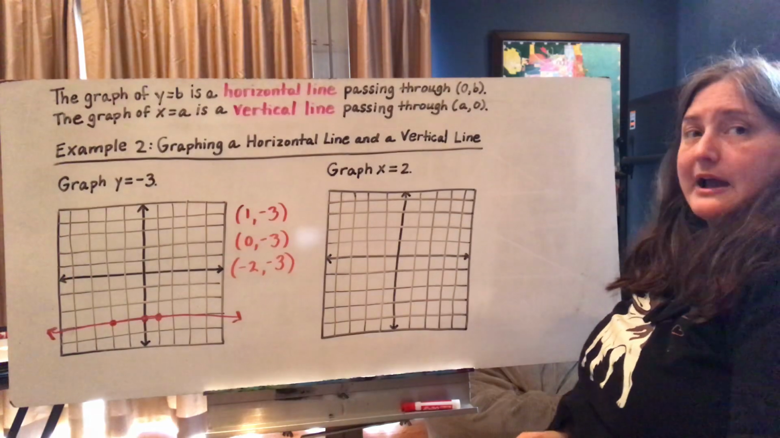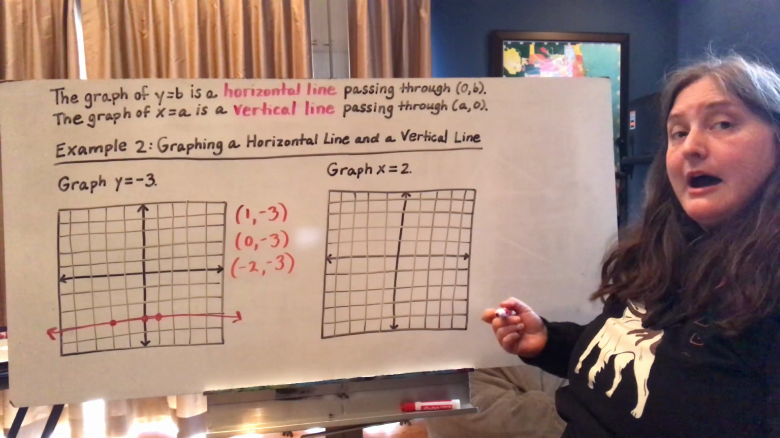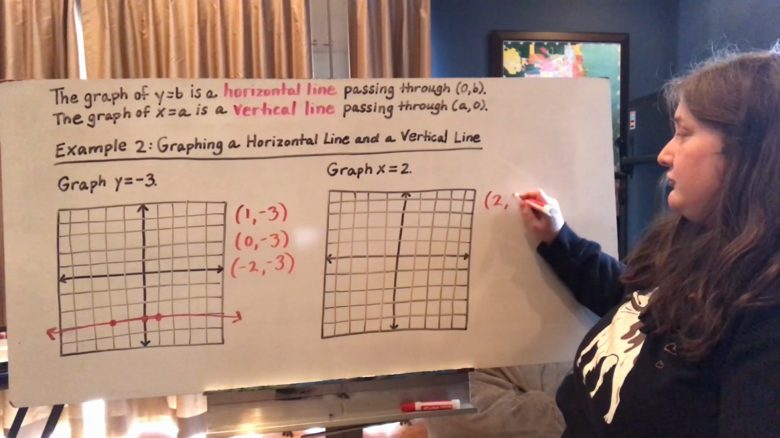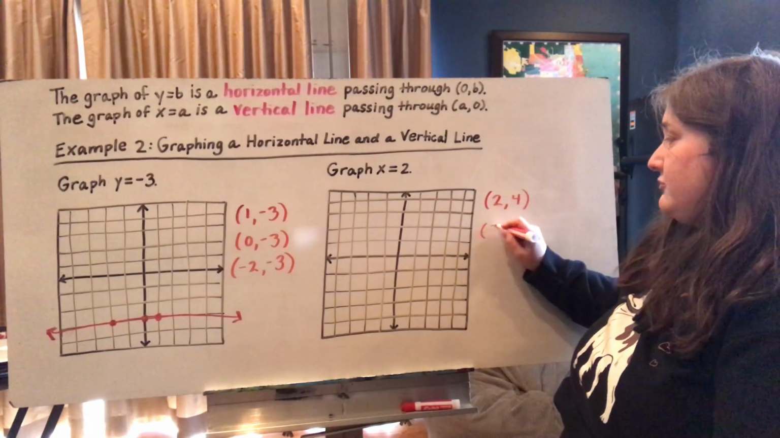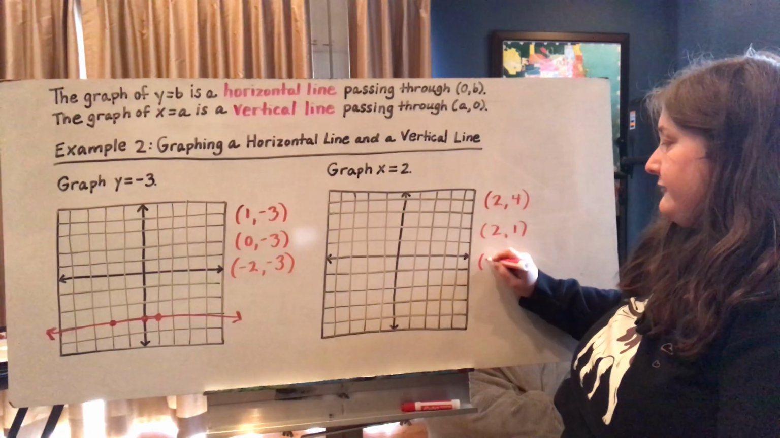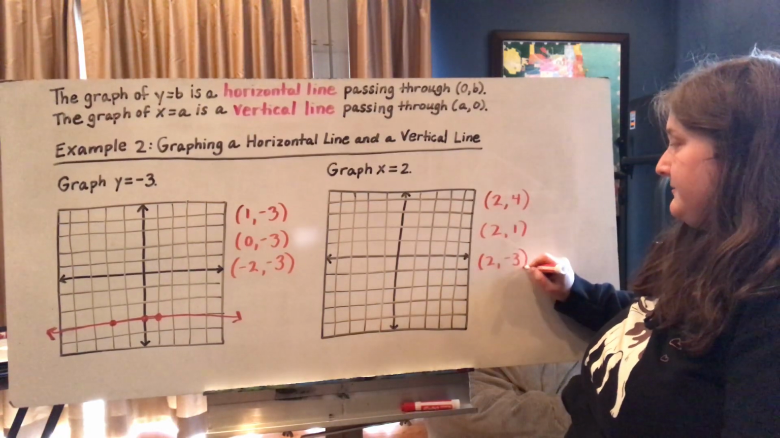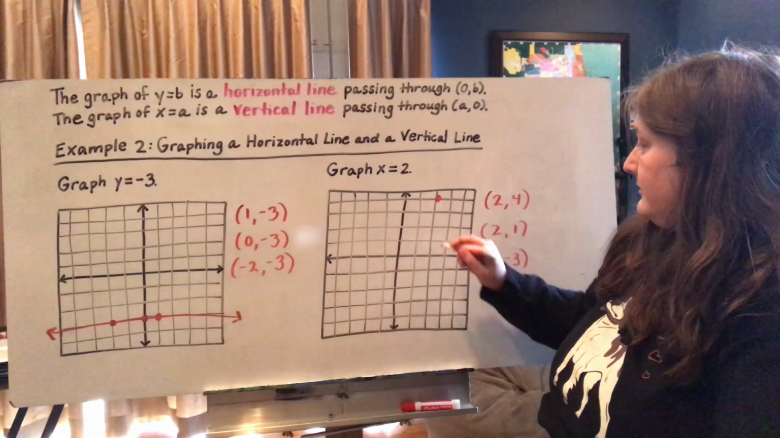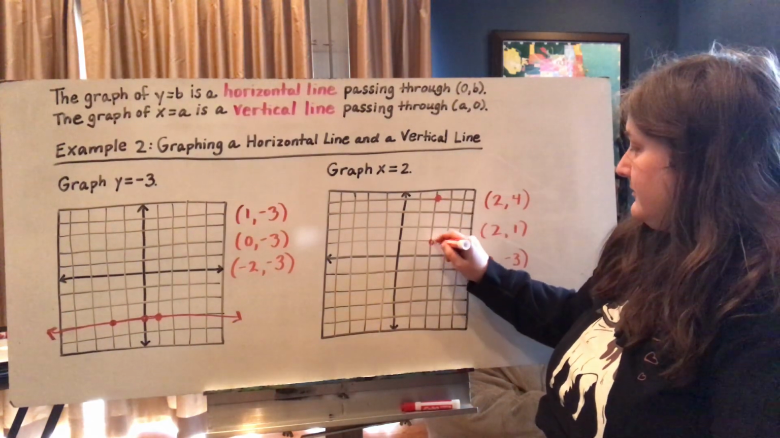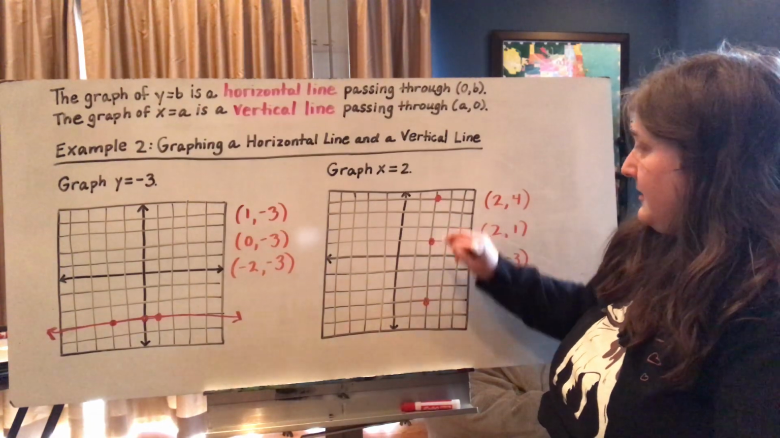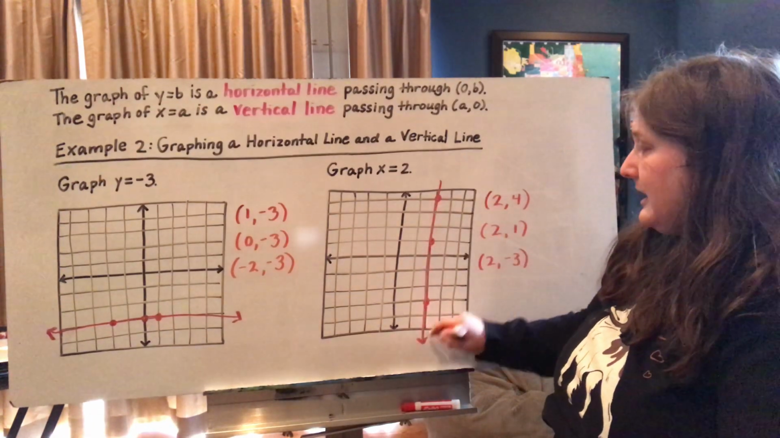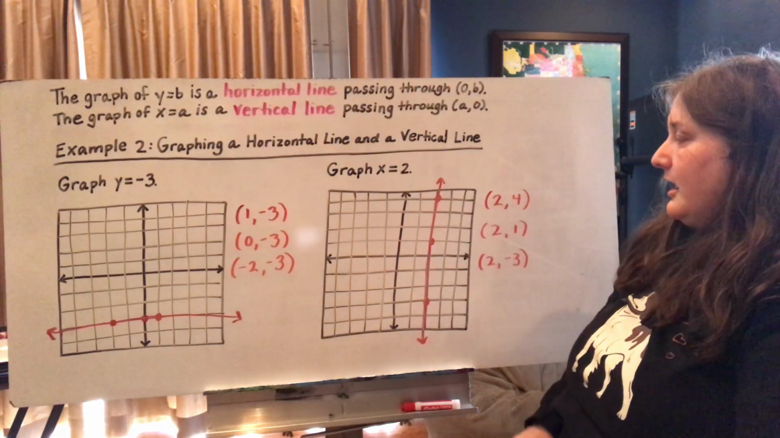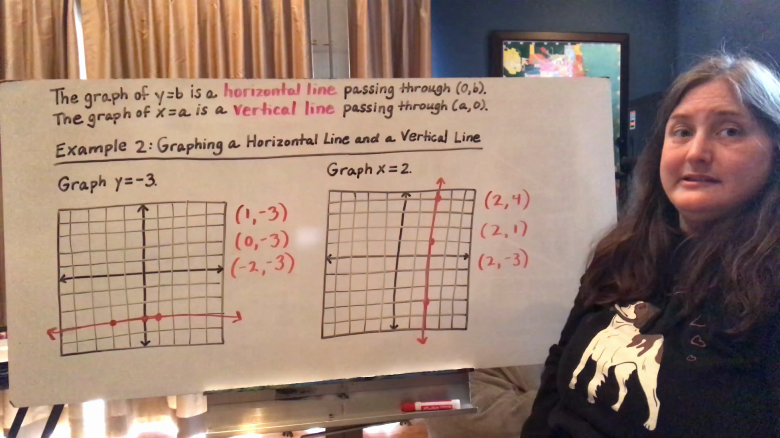So let's try this one for x equals 2. So I can graph any points I want as long as my x value is 2. So I could have 2 comma 4, I could have 2 comma 1, I could have 2 comma -3. And when I connect them, I get a vertical line. And this vertical line goes straight through this point right here of 2 comma 0.